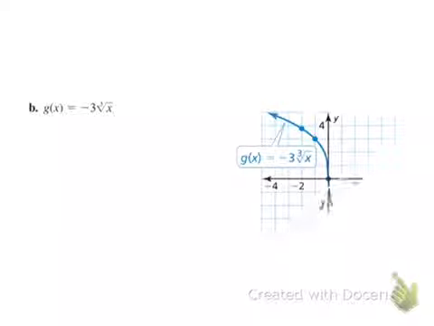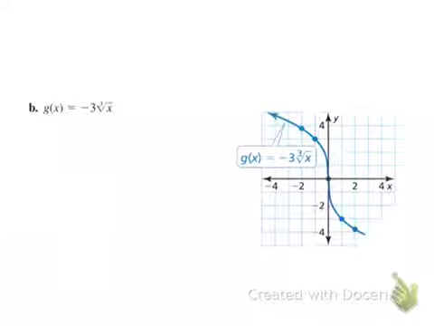Looking at another one, if I have g of x equals negative 3 times the cube root of x, put that in your calculator, draw your graph, and now that negative on the front shows us what's going to happen there. It's going to have a reflection, and that's why the graph looks different than the parent function did.